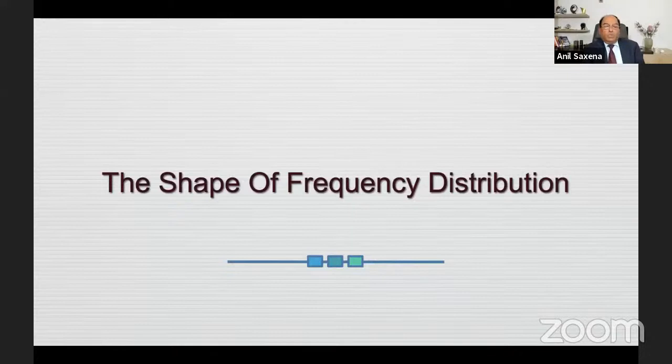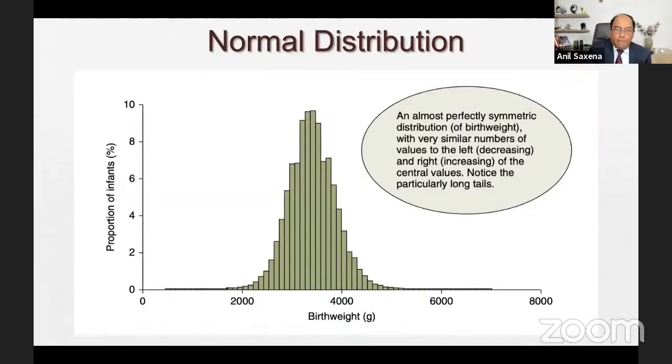Then we come to the frequency distribution shape. Now, most of the human values, whether we look at blood pressure or pulse rate or blood sugar, blood cholesterol, are all distributed in a manner which is called normal distribution.